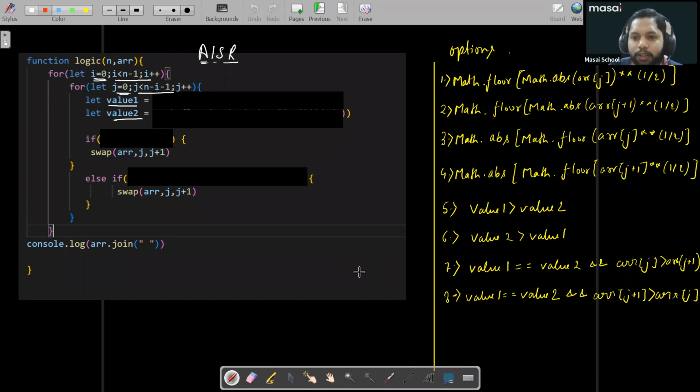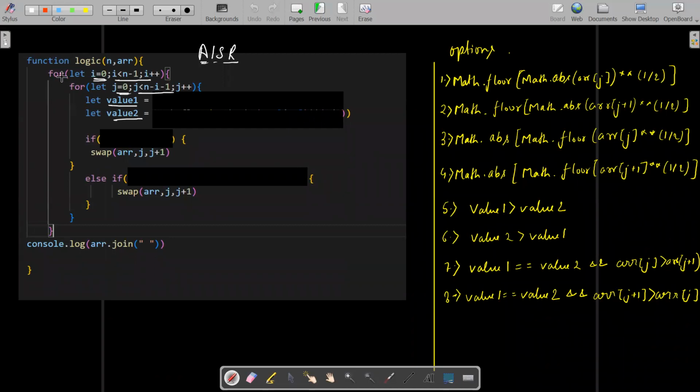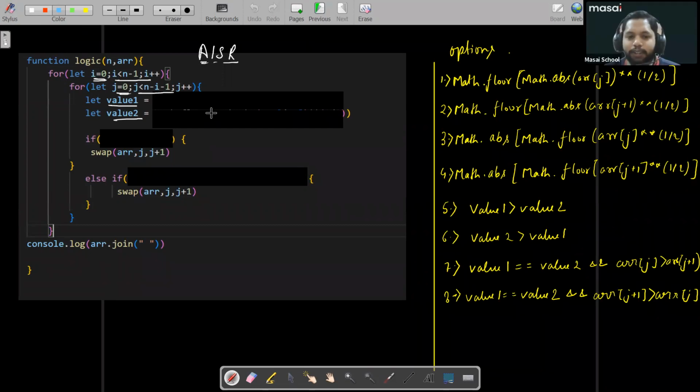Okay, so I am allowing Dharmendra Yadav. Hello, Dharmendra. Hello, sir. Sir, in this we are applying bubble sort and we are taking value 1. Previously we saw that we first use Math.abs, making the absolute value, then taking the square root, and then Math.floor. So I got it.